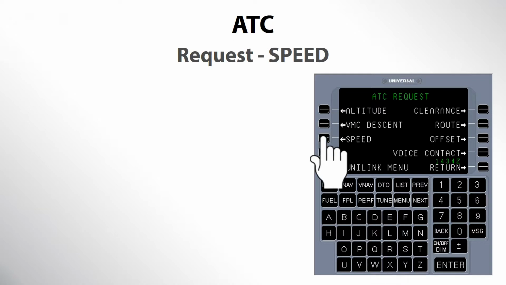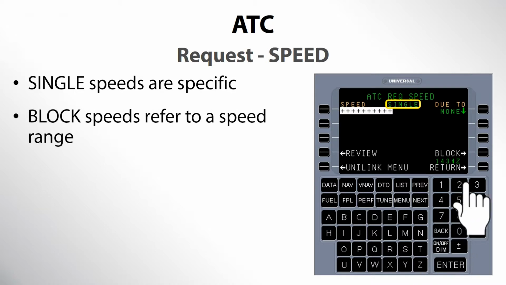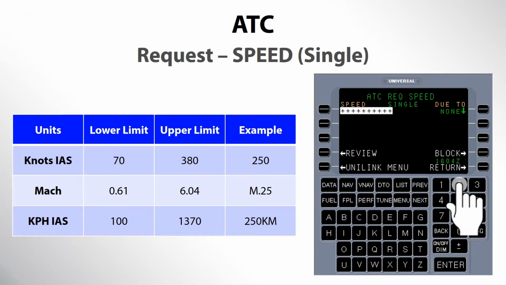Speed requests can be made for single or block speeds. Single speeds are specific, whereas block speeds refer to a speed range or block. Consequently, speed requests will be made from either the ATC Request Speed single or ATC Request Speed block pages. Press Speed on the ATC Request page.